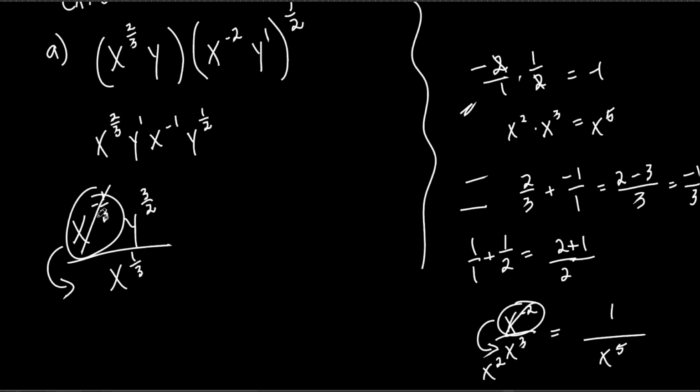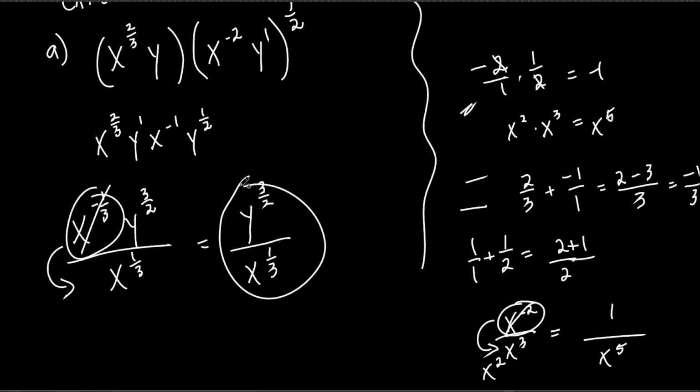Okay, I take it from a negative exponent, I make it to a positive exponent. That's basically done. Looks kind of ugly right now. Let's make it look a little prettier. So it's y to the 3/2 over x to the 1/3. Okay, and that is simplified. So that's this. That's the only answer that I'm going to accept. That's it.